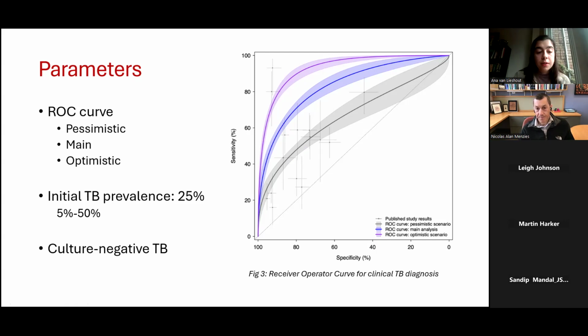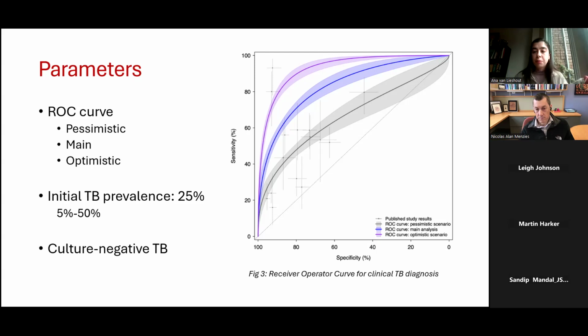As I said before, we did vary initial TB prevalence between 5 and 50%, but our main analysis results come from an initial TB prevalence of 25%. And we did see in the literature that 25% seems to be a good assumption. And lastly, a lot of the parameter values we have for specificity and sensitivity of the lab tests come from studies with culture-positive TB set as the reference or gold standard. We did evaluate what would happen if we assumed a slight decrease in accuracy due to culture-negative TB.